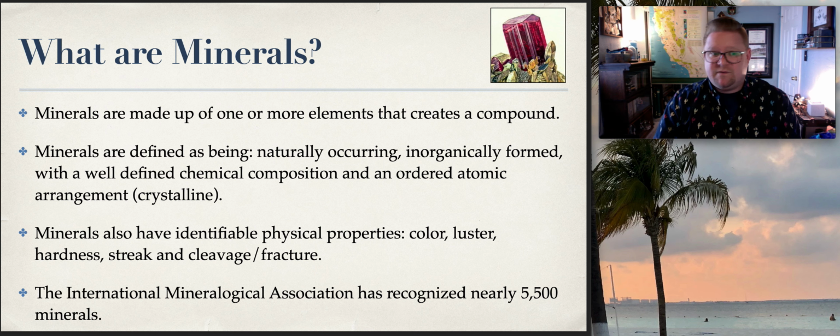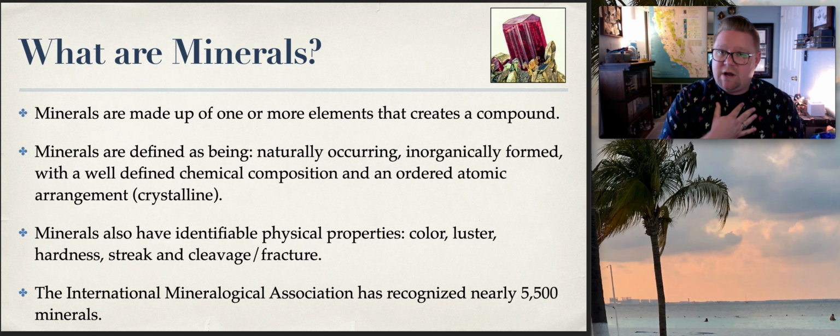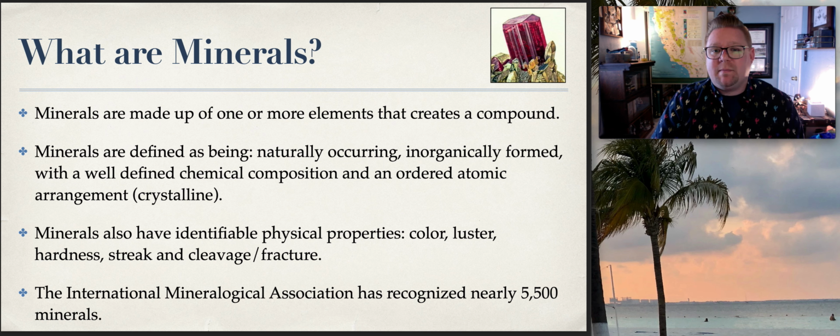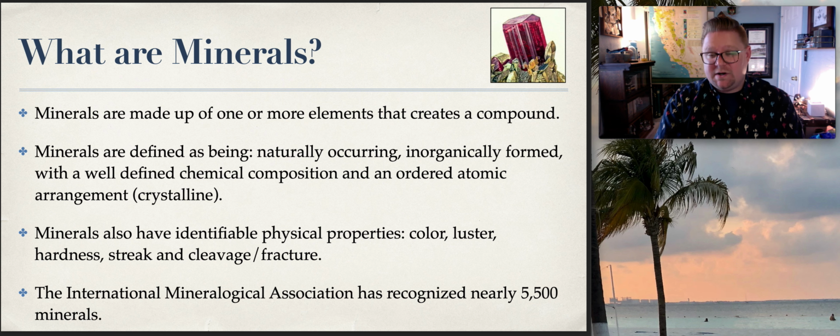The next part of that definition is minerals are defined as being naturally occurring, which means they must come from nature. They're not human made. The second part is they must be inorganic, meaning it could not have grown from a plant. The next part is that they must be well defined with their chemical composition and an ordered atomic arrangement, meaning crystalline. So what does that mean? Well, that last part in specific means that minerals have a very distinct recipe that makes it what it is.